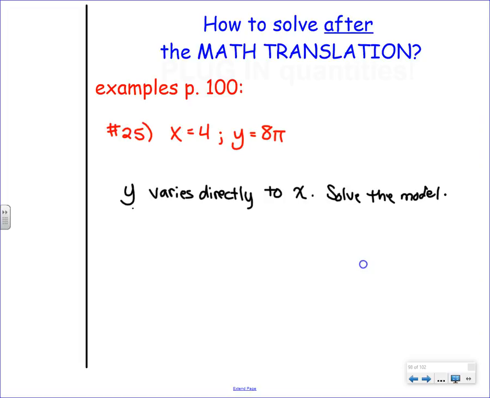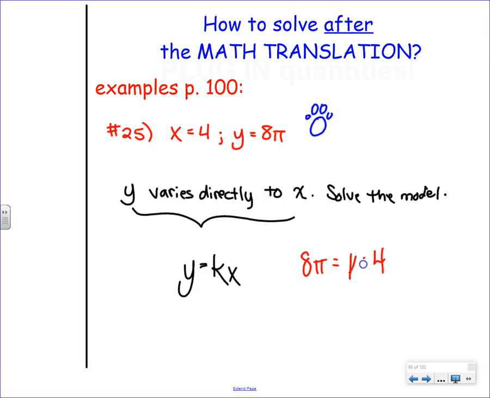Yep, very directly. This should lead you to y equals kx. However, what did they give me up here that I'm supposed to come back and look at? Clues. I'm supposed to use them. They gave me x equals 4 and y equals 8 pi. So what do I do? Take the clue, plug it in, so you end up with 8 pi equals k times 4.